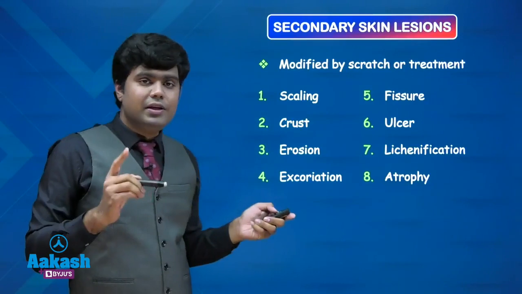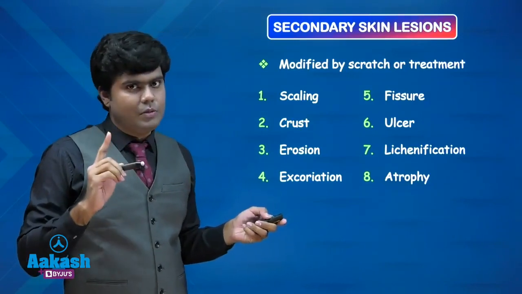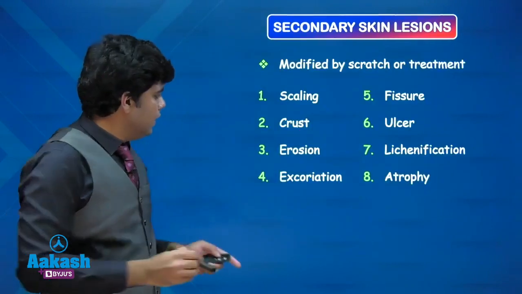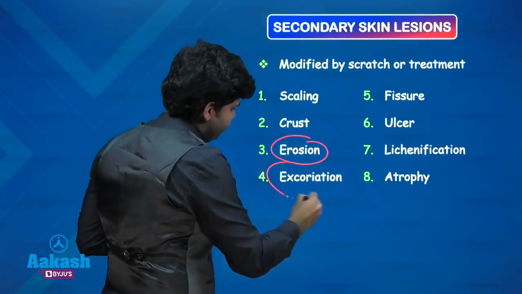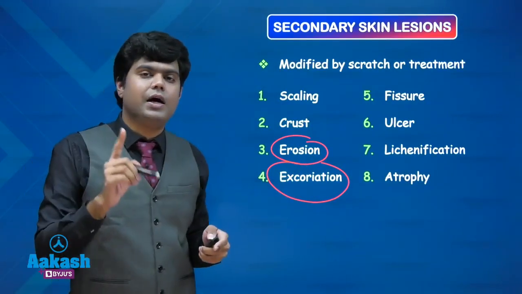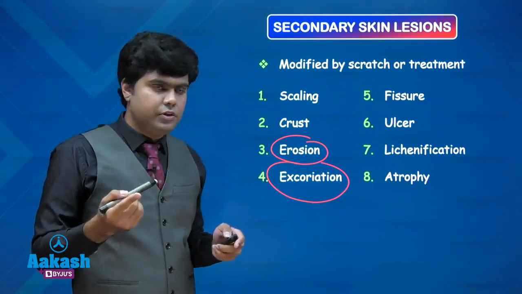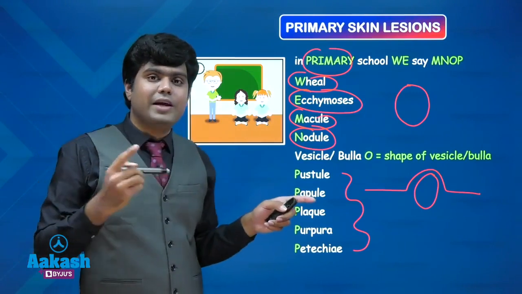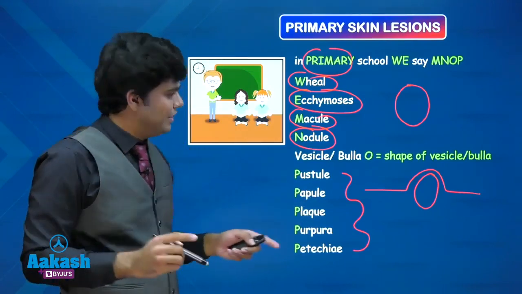So the only thing is that there is an exception to the mnemonic. We have included ecchymosis as primary, but erosion and excoriation also start with E, but these are secondary skin lesions, erosion and excoriation. So you should also know the exceptions to your mnemonic sometimes, right?